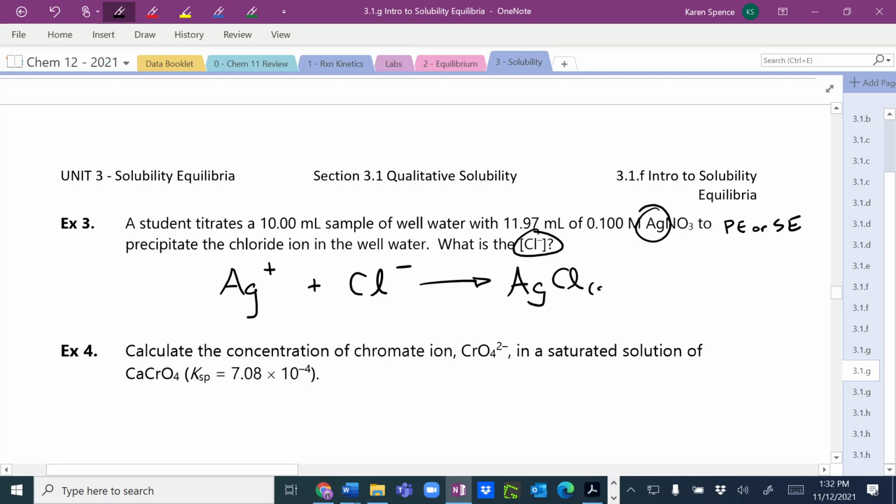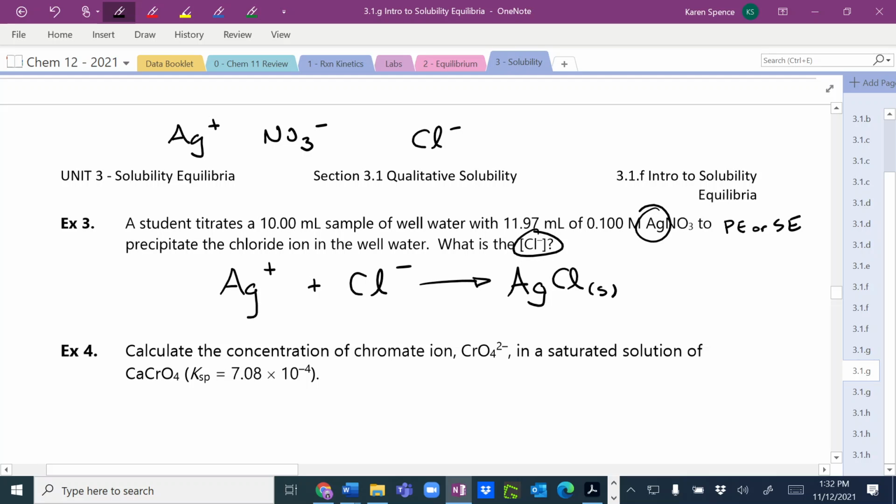AgCl, solid. Now, how did I know to ignore my nitrate there? Yes. Nitrate is soluble with everything. So even if I were to write out my ions like I did previously, I could say, okay, I've got an Ag, I've got an NO3, and I've got, oh, nothing's paired up with the chloride. I haven't been told anything.